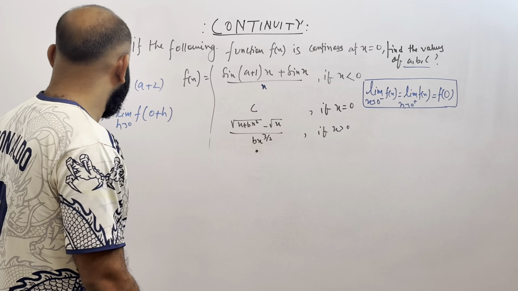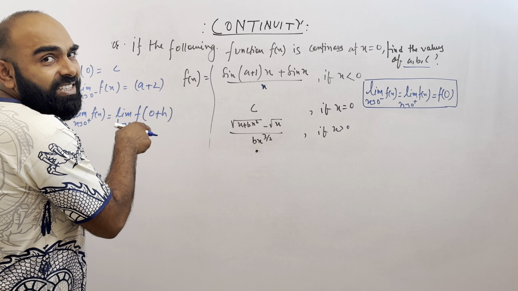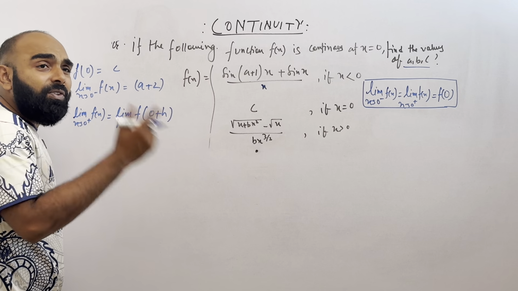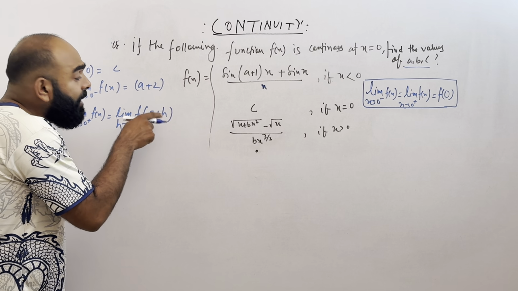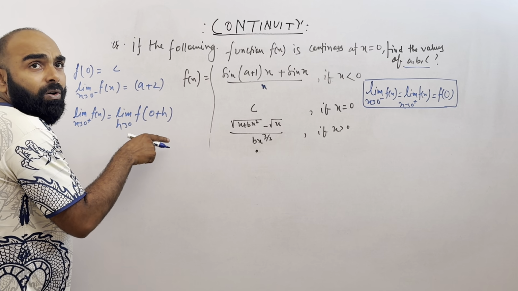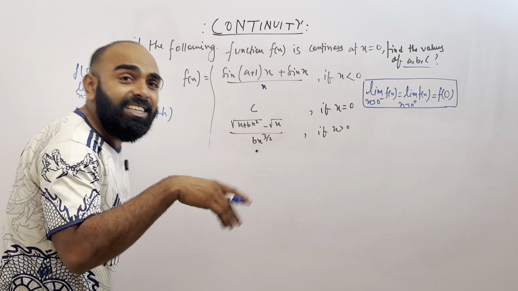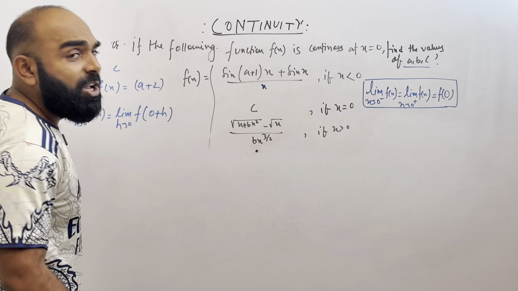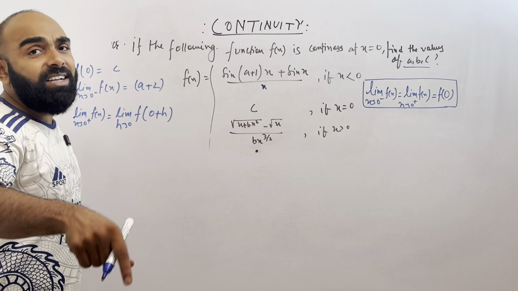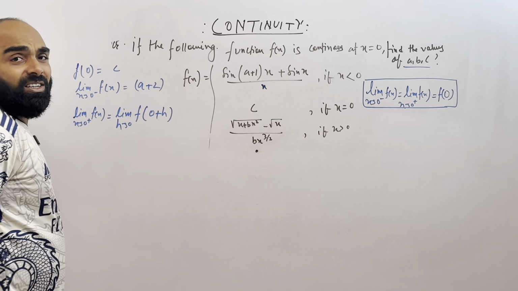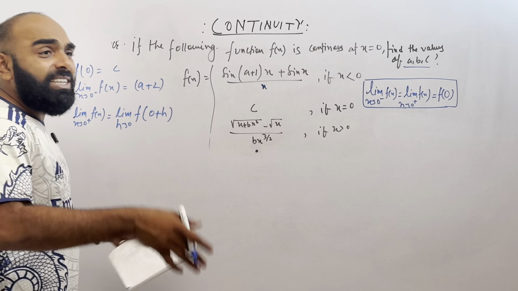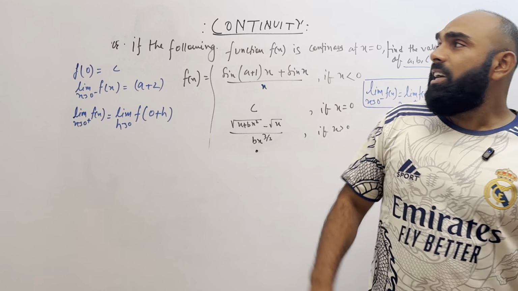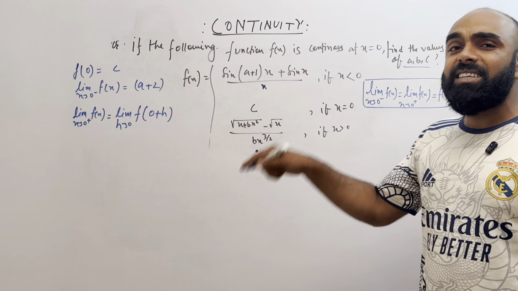Okay, very good. So what does this expression say to you? Go in the function which is available for x greater than 0, and in place of x keep 0 plus h. Why 0 plus h? Because 0 is the point where we are checking the continuity of the given function. They already say the given function is continuous at x is equal to 0.